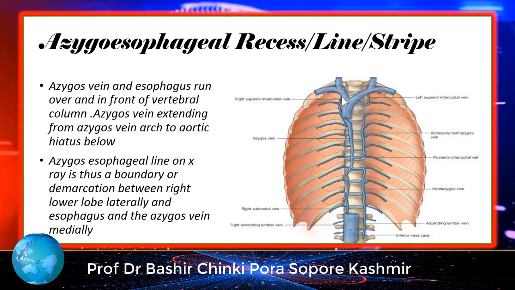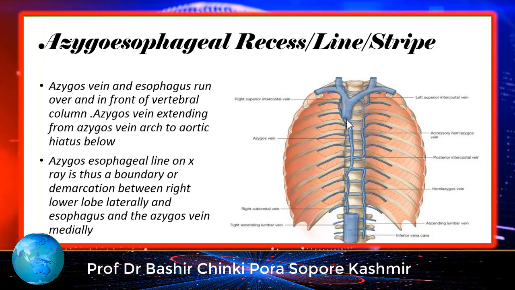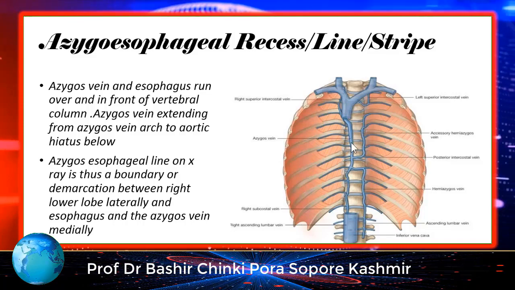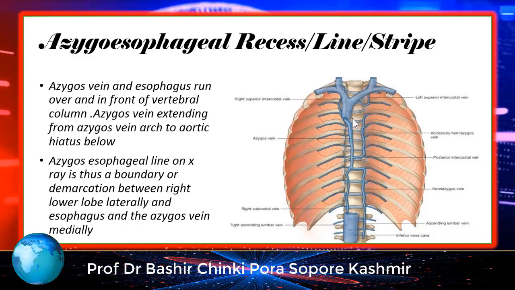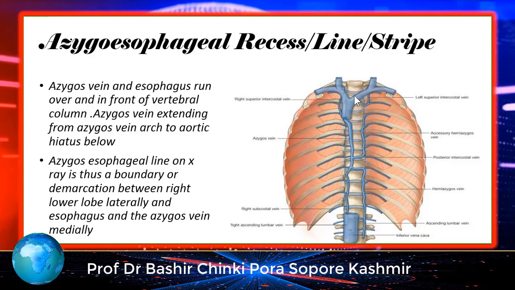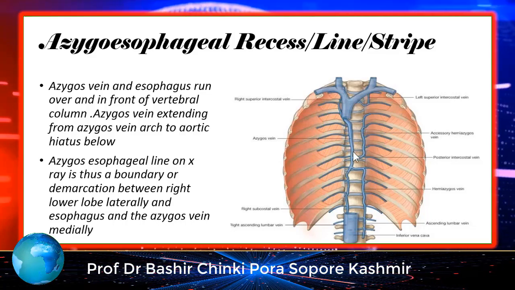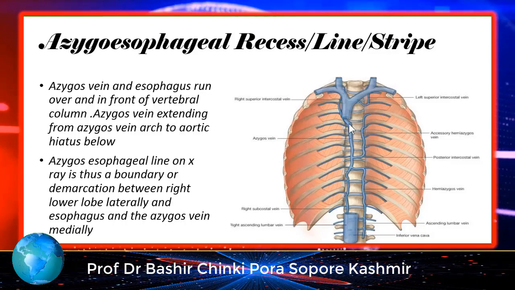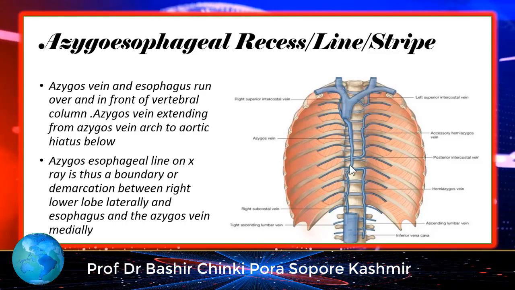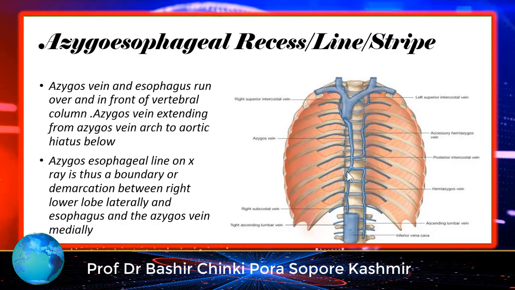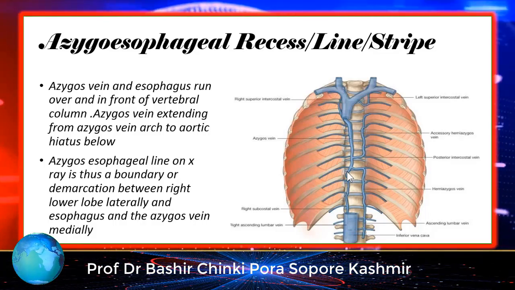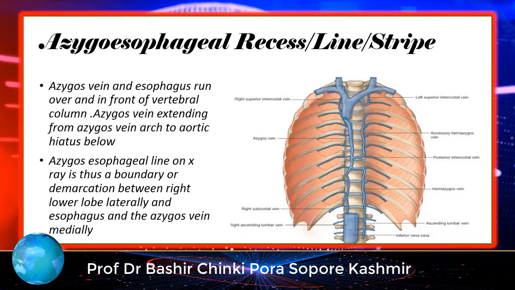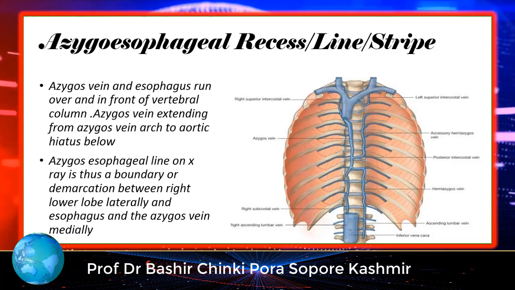This azygos, so here also on the front of vertebral column there will be esophagus also. So we know that in thorax, in front of vertebral column will be also esophagus. So both this esophagus as well as azygos vein, they throw a shadow on the chest X-rays. So we call it as azygos-esophageal line.